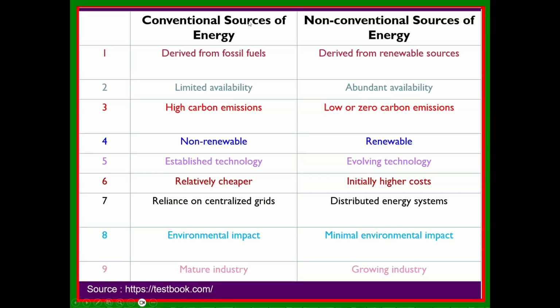Conventional energy sources are derived from fossil fuels. They are of limited availability, and eventually they will run out, and they lead to high carbon emissions when burned. These are of course non-renewable, but the technology for using these for energy utilization is well established, and the process, the equipment, etc. are relatively cheaper. But we have to depend on what are known as centralized grids for availability of this energy finally to the user. Major environmental impact, and well, connected with this established technology, this is a very mature industry which makes use of the conventional sources of energy.